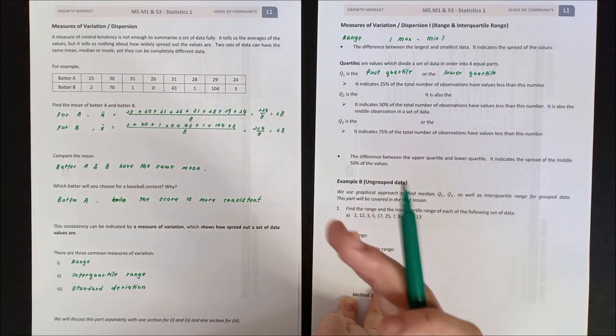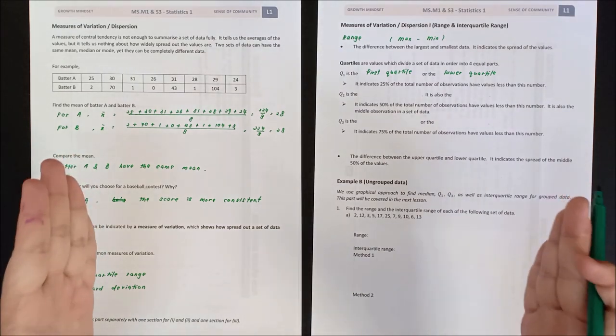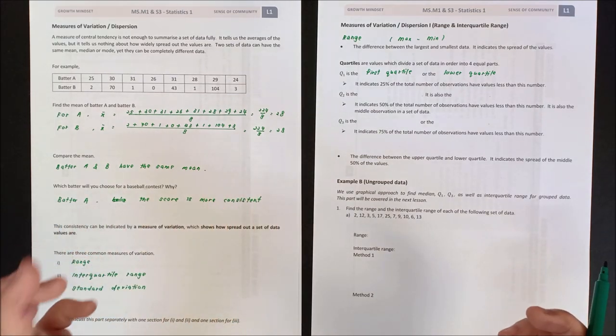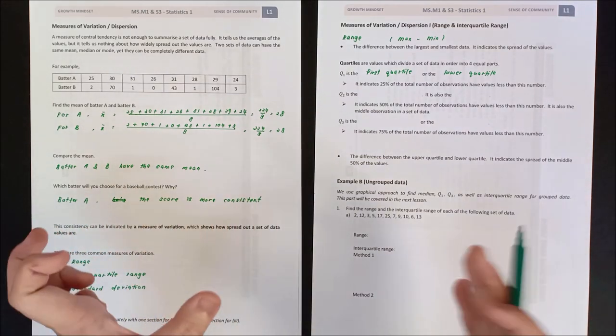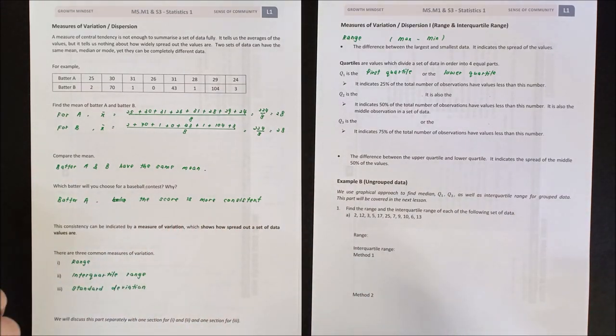So meaning that when we cut, if you have like 1 to 100, let's say, then my Q1 will be at 25, meaning that I have 1 over 4 or 25% of this total number smaller than 25. So this is what we mean by the first quartile.